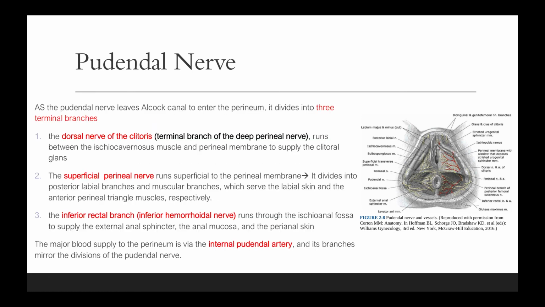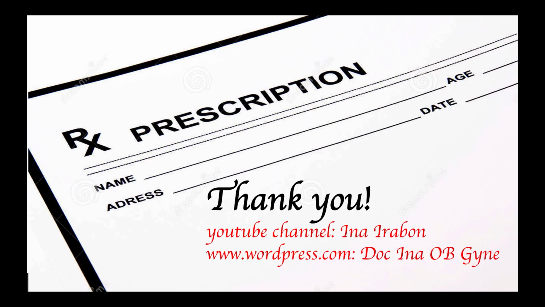Now, as the pudendal nerve leaves the Alcock canal to enter the perineum, it divides into 3 terminal branches. The dorsal nerve of the clitoris, which is also what we call the terminal branch of the deep perineal nerve, runs between the ischiocavernosus muscle and the perineal membrane to supply the clitoral glands. Now, the superficial perineal nerve runs superficial to the perineal membrane, and it divides into posterior labial branches and muscular branches, which serve the labial skin and the anterior perineal triangle muscles respectively. The inferior rectal branch, or what we call the inferior hemorrhoidal nerve, runs through the ischioanal fossa to supply the external anal sphincter, the anal mucosa, and the perianal skin. The major blood supply to the perineum is via the internal pudendal artery, and its branches mirror the divisions of the pudendal nerve. Now, that's it for my lecture.